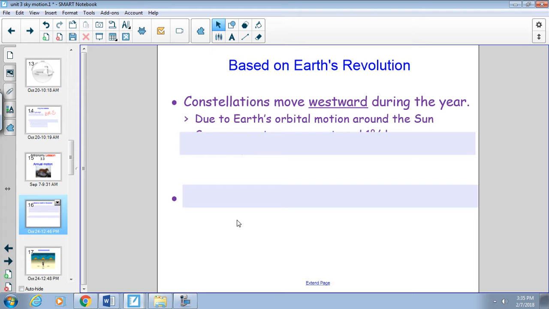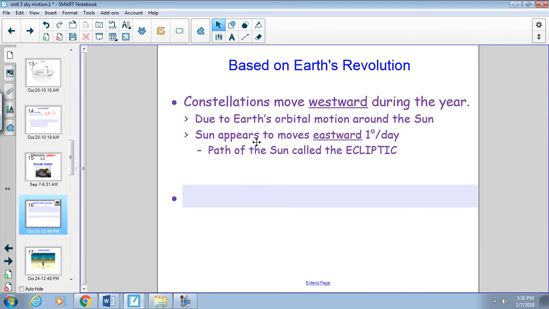Again, this is our year, so this is going to be based on Earth's orbit or revolution around the sun. And the sun appears to travel eastward 1 degree every day. Again, the path that the sun appears to travel through the sky is known as the ecliptic. Remember, at least in the winter time, after we get past the winter solstice, we start getting more and more sunlight. So this is what this is referring to.